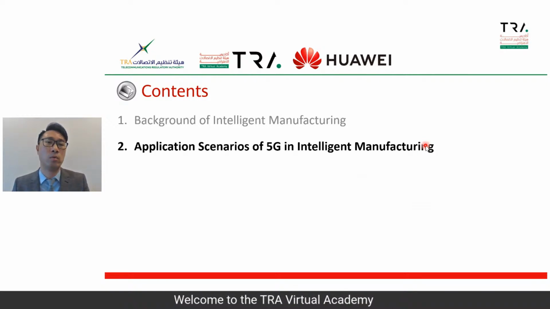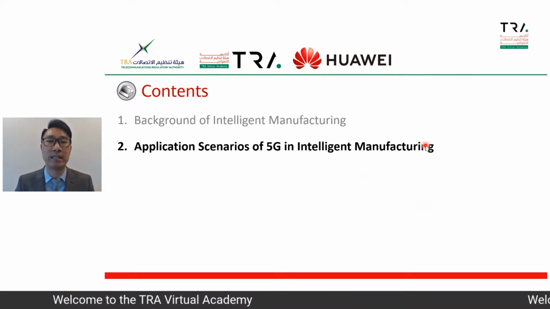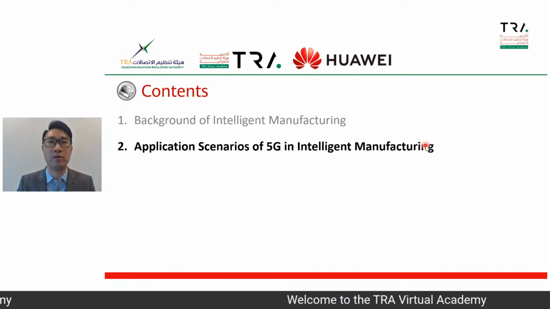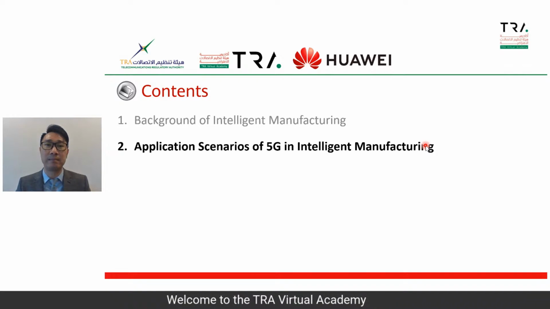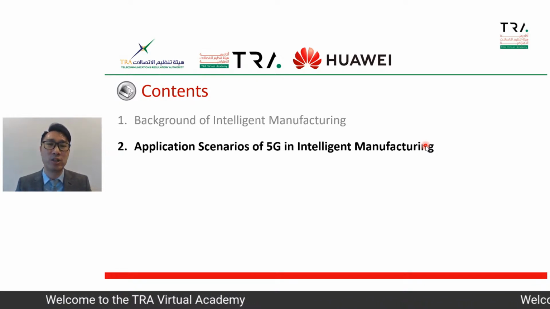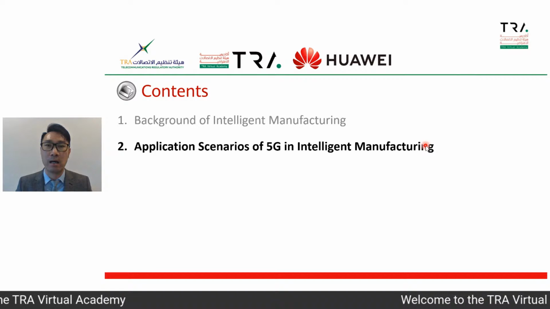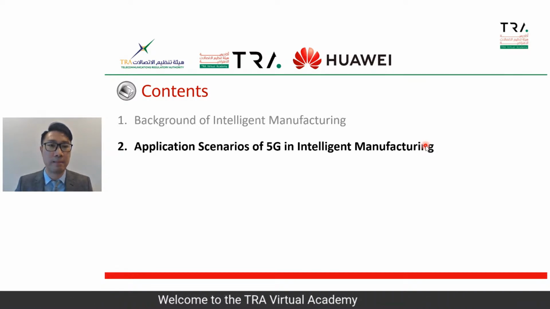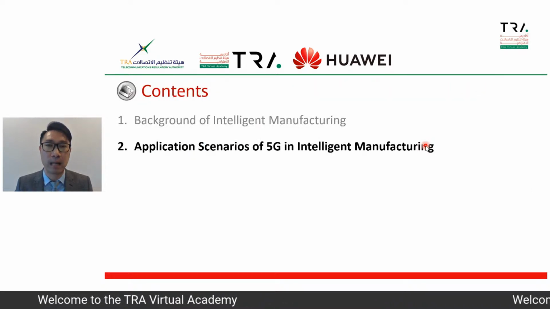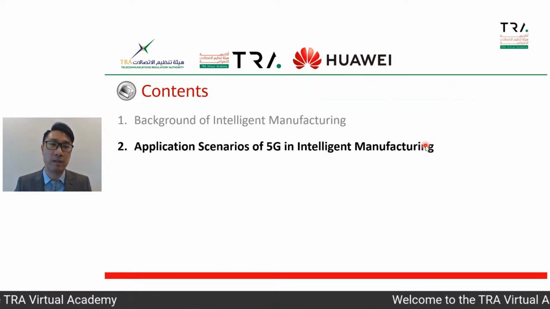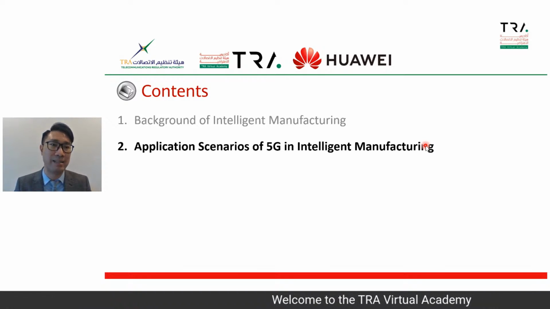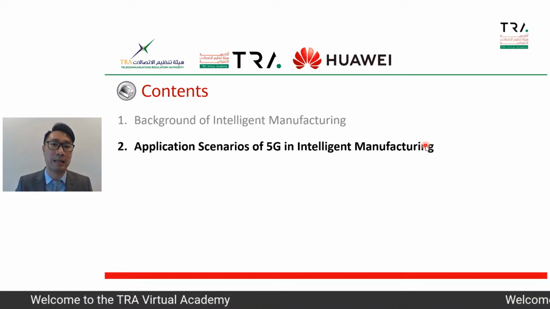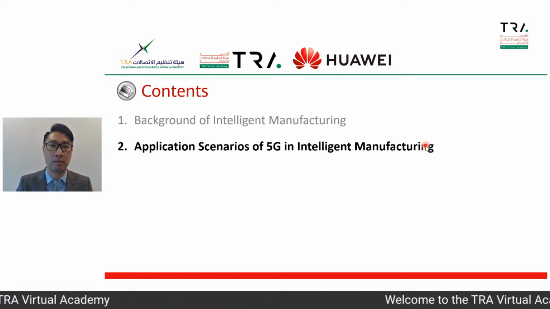So let's go and see what the application scenarios of 5G in intelligent manufacturing are. 5G is selected as the main communications technology for smart manufacturing. Let's see two videos. From the video, we will see what applications are currently deployed in smart manufacturing. Okay, so let's enjoy the video.